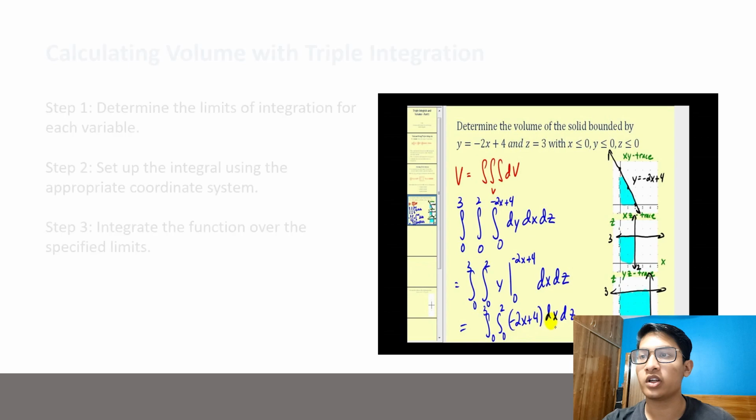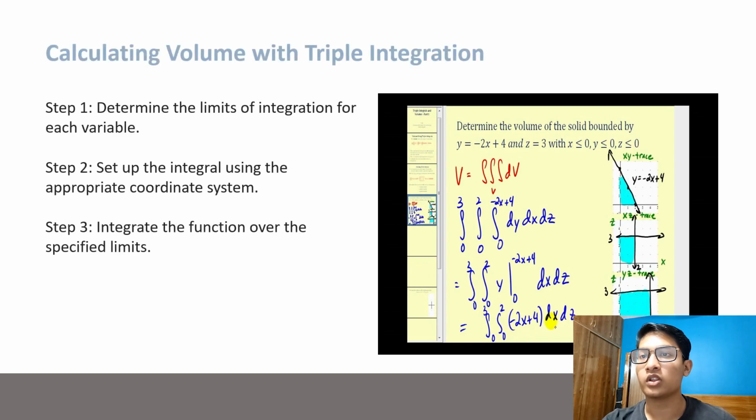So moving ahead, calculating volume with triple integration. Step 1, determine the limits of integration for each variable. So step 1, we have to determine the limits of x, y, z before starting the calculation. Step 2, set up the integral using the appropriate coordinate system. Step 2 is where we need to find the appropriate coordinate system for our calculation.